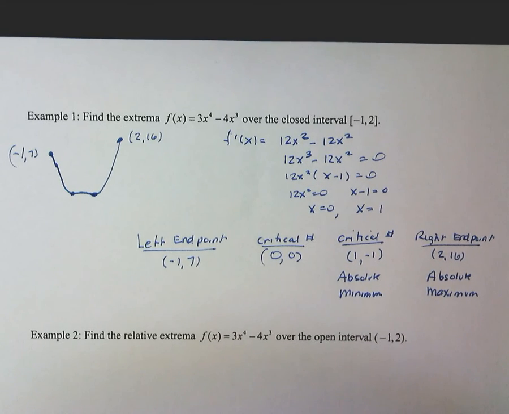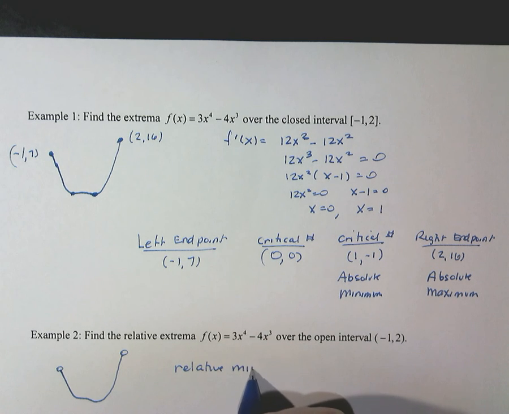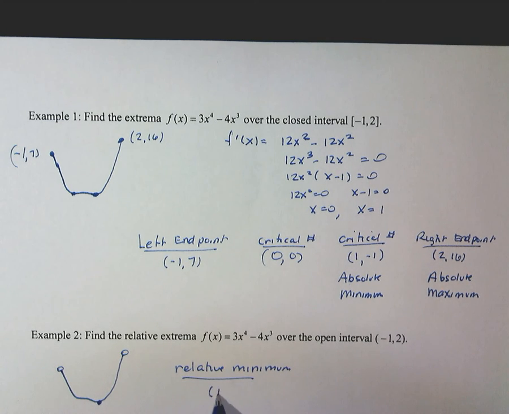Now if I did the open interval for the same function, if I looked at it from here to here, I would have a relative minimum right here at 1, -1. There are no relative maximums, and 0, 0 ends up being a point of inflection, which we will go over later on.